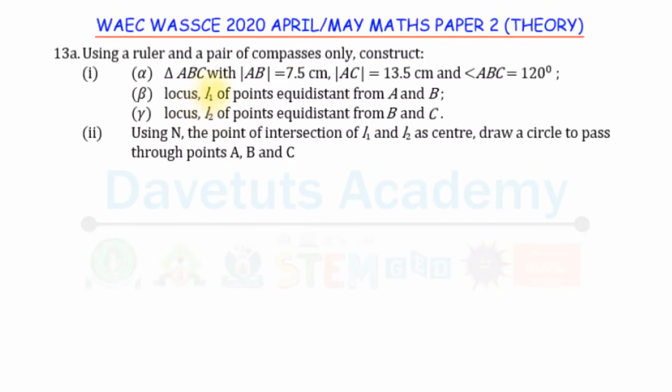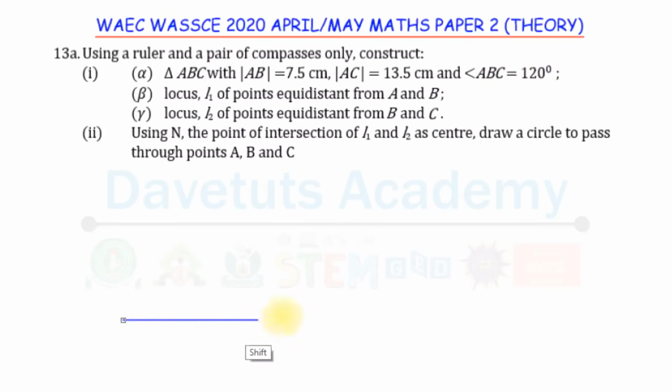So in this case, we are told that line AB is 7.5, line AC is 13.5, and angle ABC is 120 degrees. As a rule of thumb, it's ideal that we start with the angle so that we can get the inclination of the sides of the triangle as appropriate. So here that we are told that ABC is 120 degrees, that means it is at point B that 120 degrees is going to reflect.